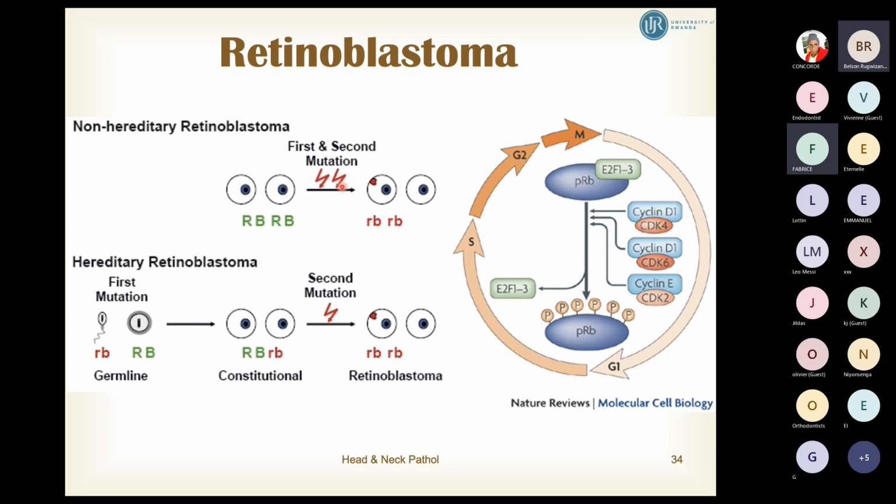And I think there's a mistake about a dominant way. This is recessive, because the retinoblastoma gene is a tumor suppressor gene, so it cannot be in the dominant way. It is recessive. So hereditary retinoblastoma, there is a first mutation which is inherited.